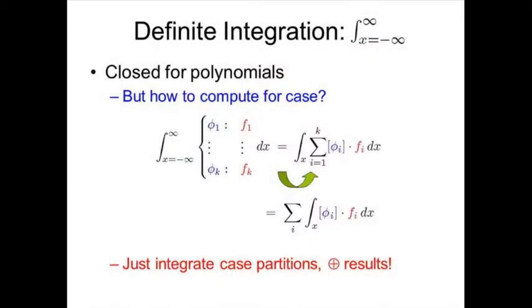Okay, and what does this do? It means now I only have to work on the integral for a single case partition, and then this sum here just becomes the circle plus that I showed you before. So this is easy. I just need to show you how to do this inner integral. Okay, so I've simplified the problem a little bit.